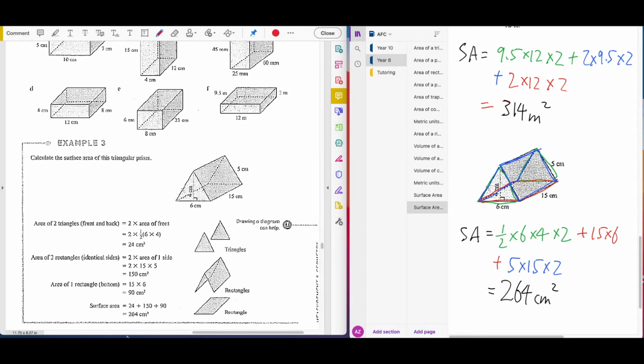And as you can see, they also got 264. And they kind of did the question the same way as I did. So they worked out the areas of the 2 triangles, which is what I have in green, the areas of the rectangles, which is what I have in blue, and then the area of the rectangle base, which is what I have in red. And then once you do that, you add up all the areas and you get your answer.